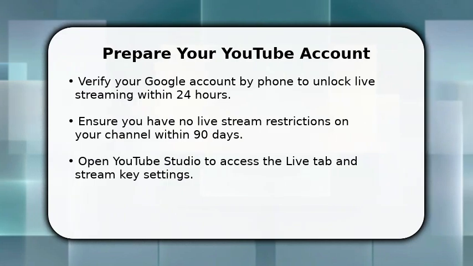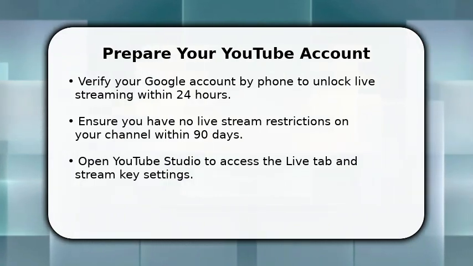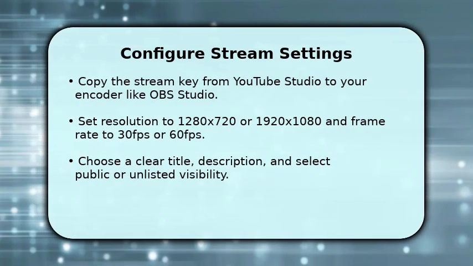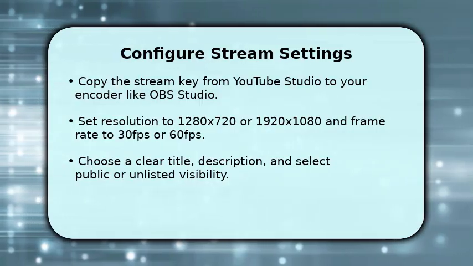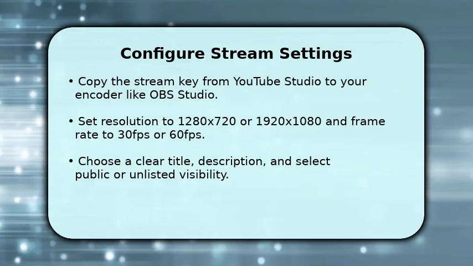Next, copy the stream key from YouTube Studio into your encoder like OBS Studio. In OBS, paste the key under Settings, Stream to link your account quickly.